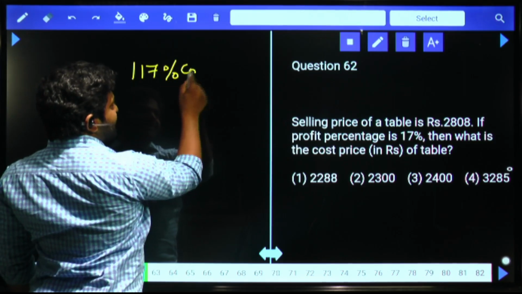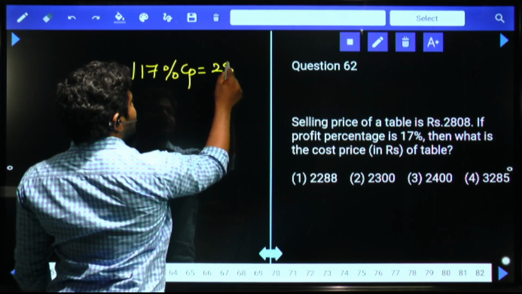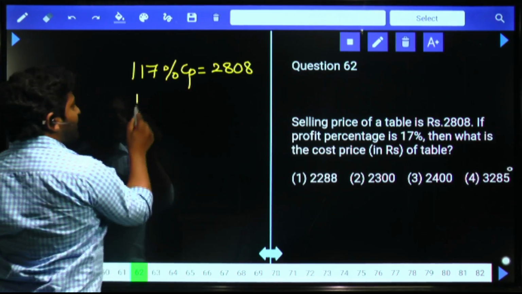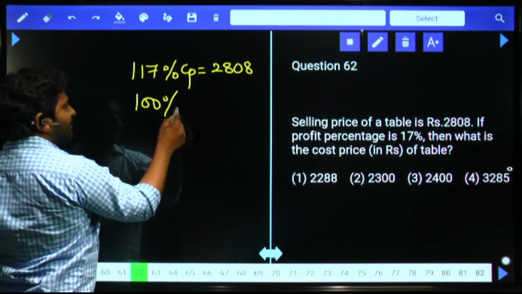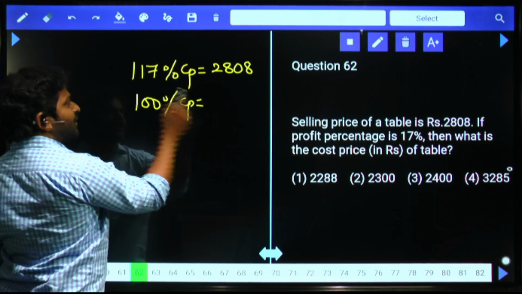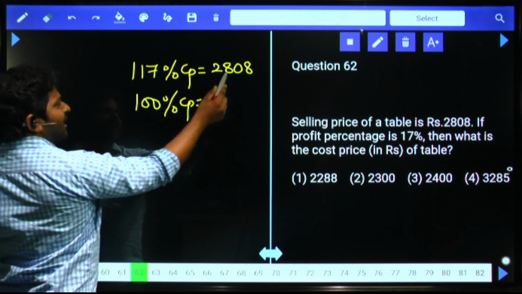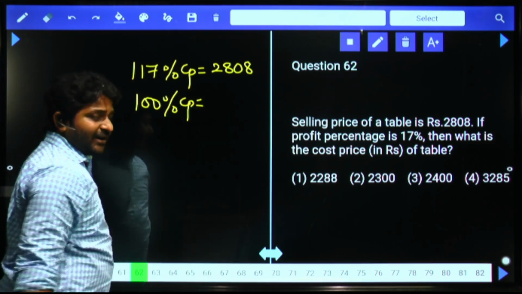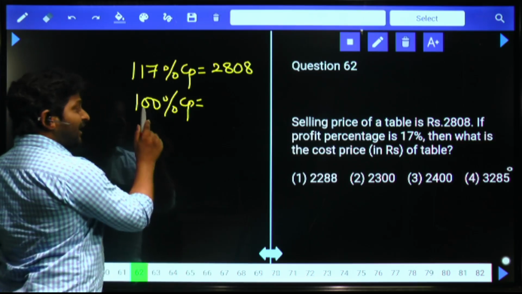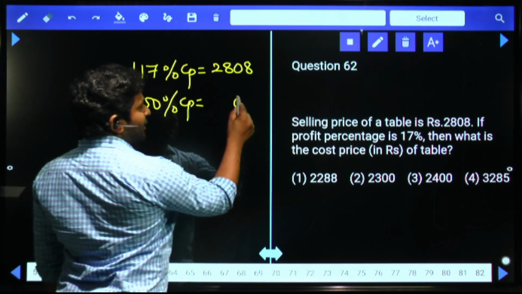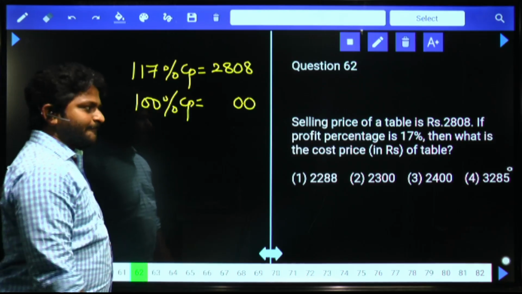117% of cost price is the selling price, which is equal to 2808. Now we need to calculate 100% of the cost price. Here, on the left-hand side and the right-hand side, you don't have any zeros. But in 100% we have 2 zeros. So in the answer we will get 2 zeros.